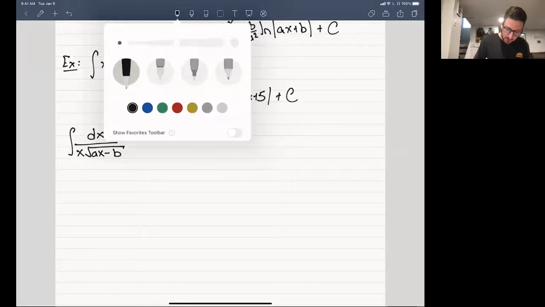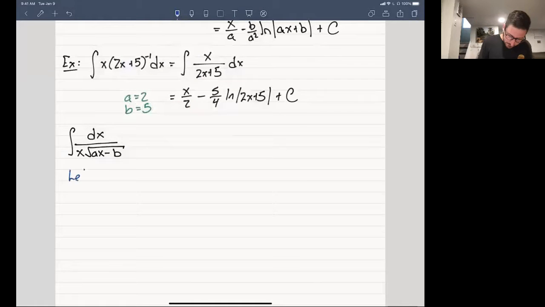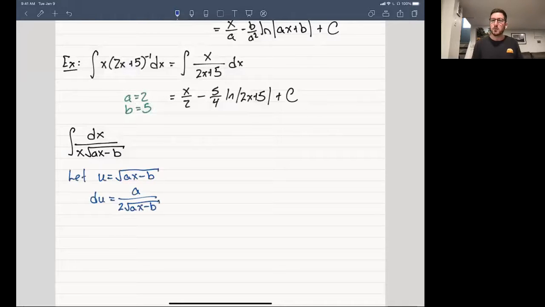So here's a fun little method. Let's let u be the square root piece, the square root of ax minus b. And then that tells me that if I take the derivative of u, I get a divided by 2 root ax minus b. So the a on the numerator comes from the derivative of the inner function, ax minus b. And the 2 comes from bringing down the power of 1/2. And there's still a dx on the end.